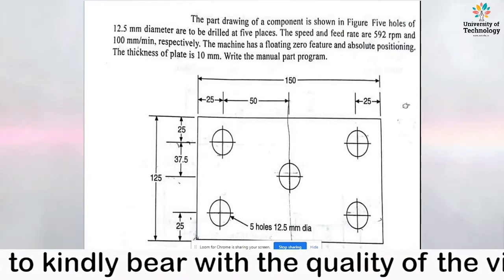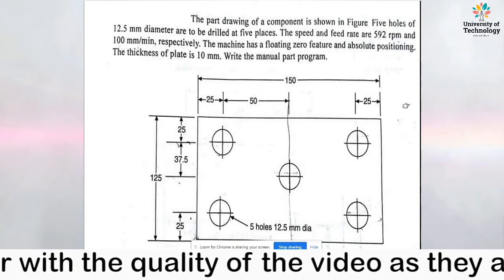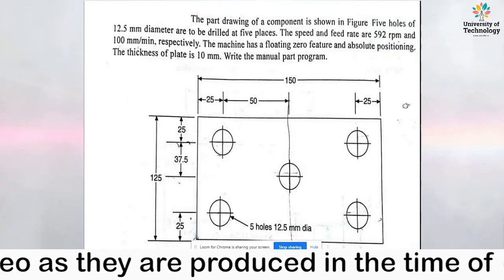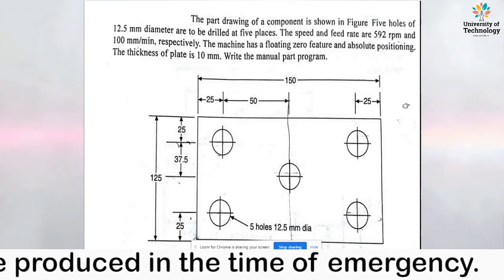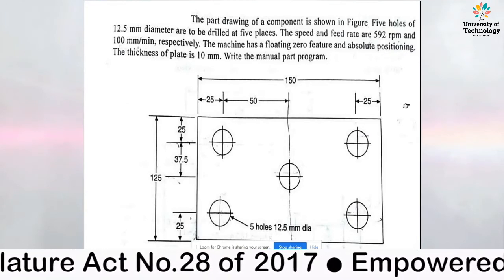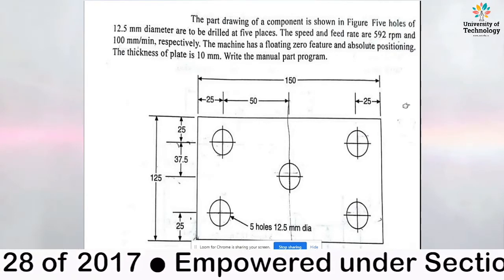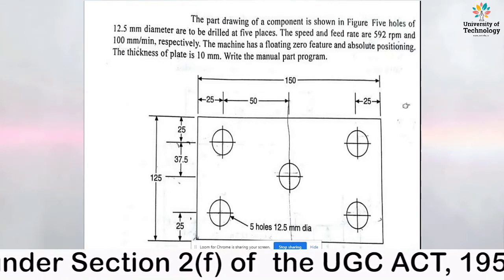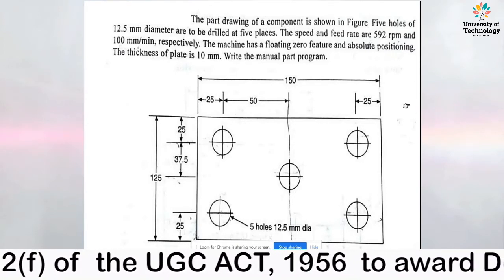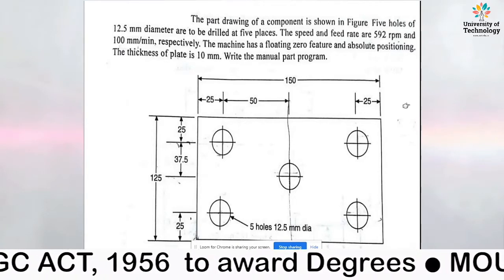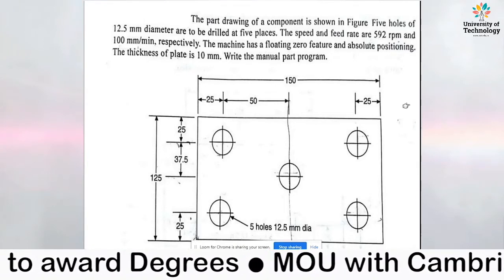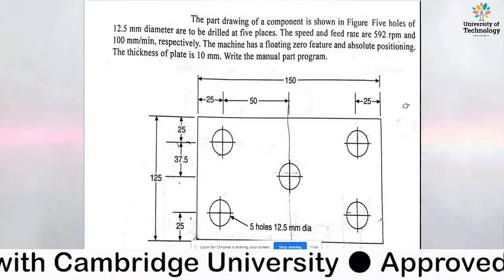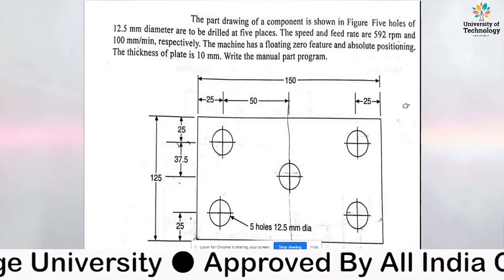Now write the manual part program. Manual part programming means using G and M codes for writing a part program. We can see here all dimensions of the plate and holes. We want to drill five holes of 12.5 millimeter diameter on the plate, and the coordinates of all the holes we can calculate as per the given dimensions.